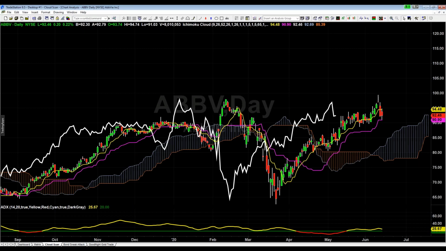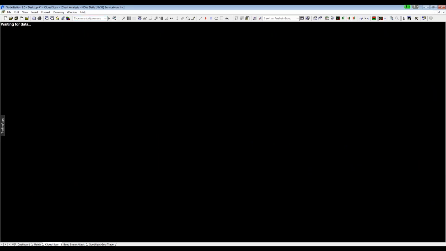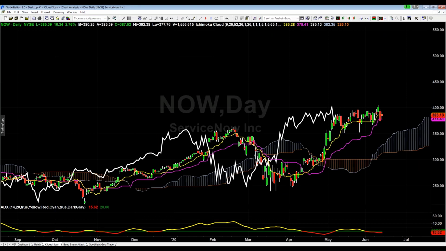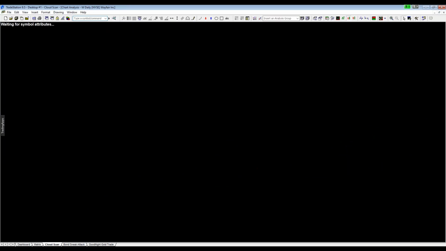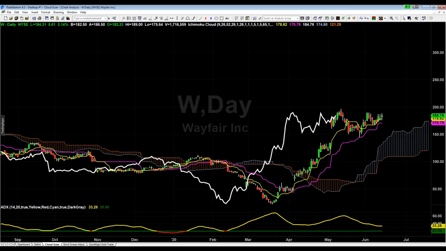ABBV. Good looking long, stop 90, target 110. NOW, good looking long, stop would be like 378, target would be 450. W, good looking long, stop 170, target 250.